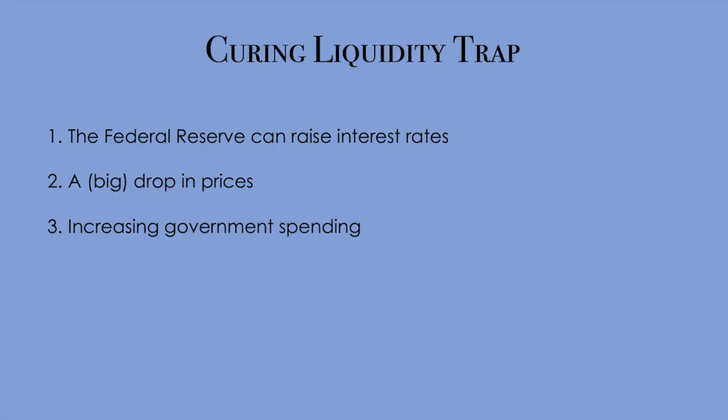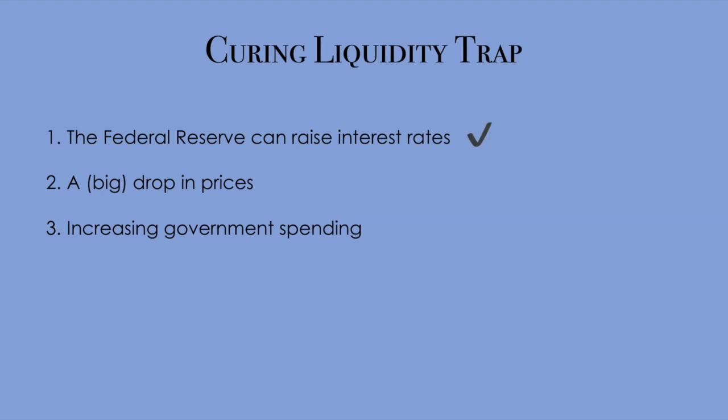There are some ways to help the economy come out of the liquidity trap. The first is that the Federal Reserve can raise interest rates. This may lead people to invest more of their money rather than hoard it. This may not work, but it is one possible solution.